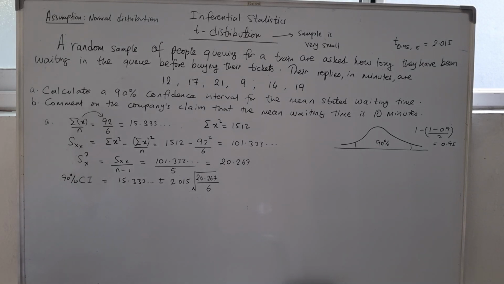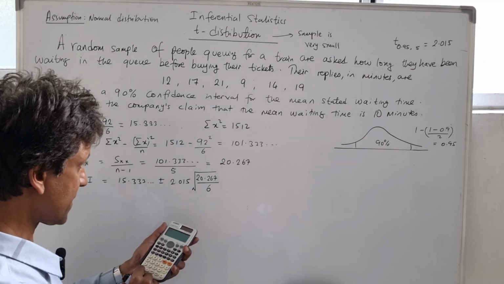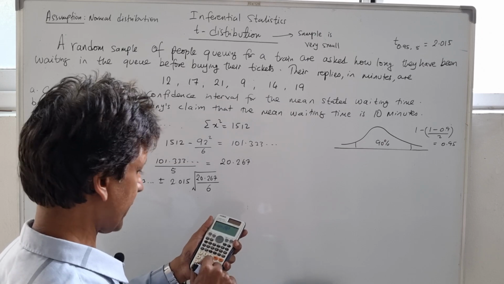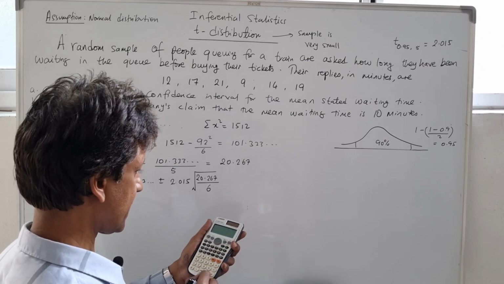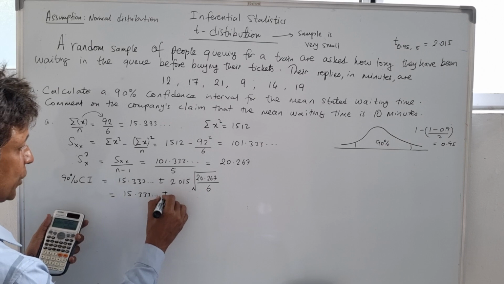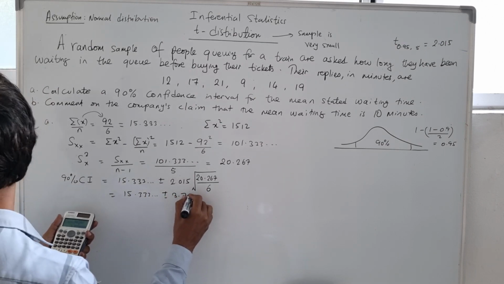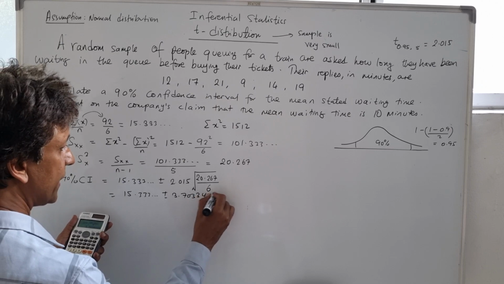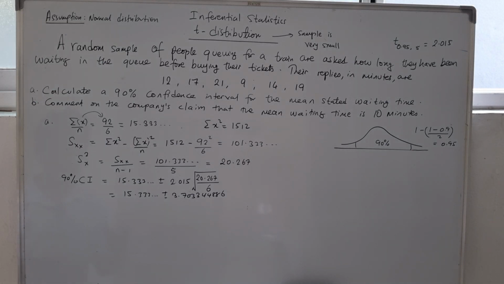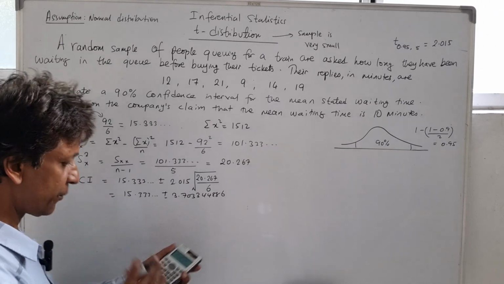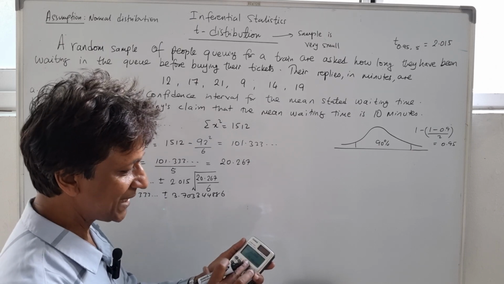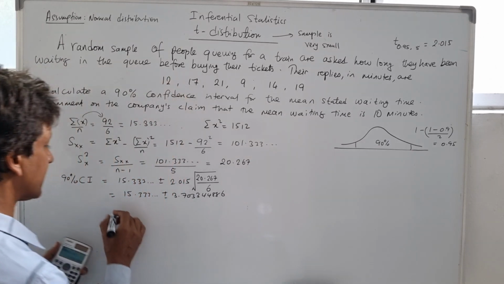So what we're looking at is 2.015 multiplied by the square root of 20.267 over 6, and we get 3.7033 and so on. So it's plus or minus 3.7033. Now, to calculate the upper limit, I'm going to add this to 15.333 and so on. I'm going to get 19.0366, which is the upper limit.